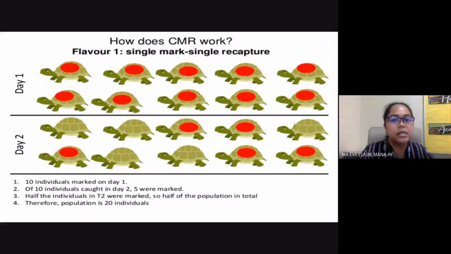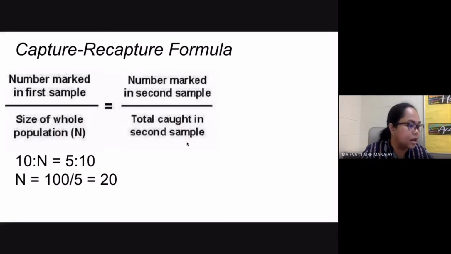There is a formula that ecologists use to get the number of individuals in a population, and this right here is their formula. They get the number of marked individuals in the first sample and divide that by the size of the whole population, which is the number you're looking for. That should be equal to the number of marked individuals in the second sample divided by the total number of individuals caught in the second sample.